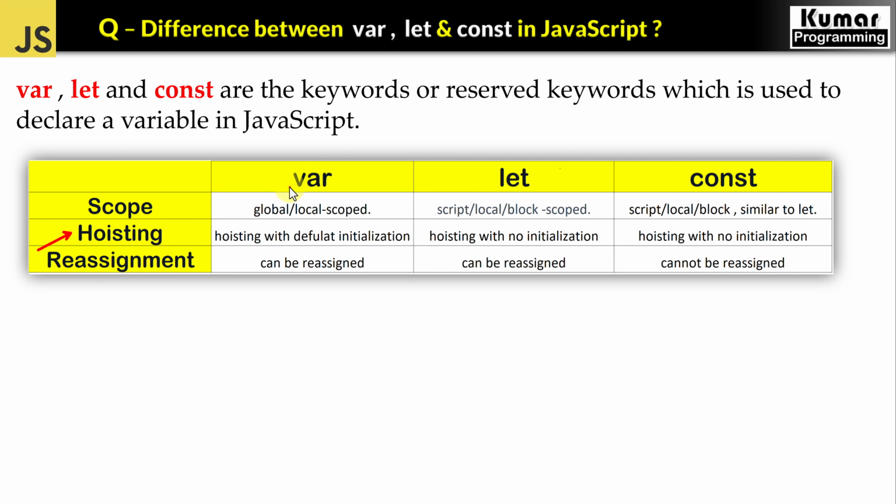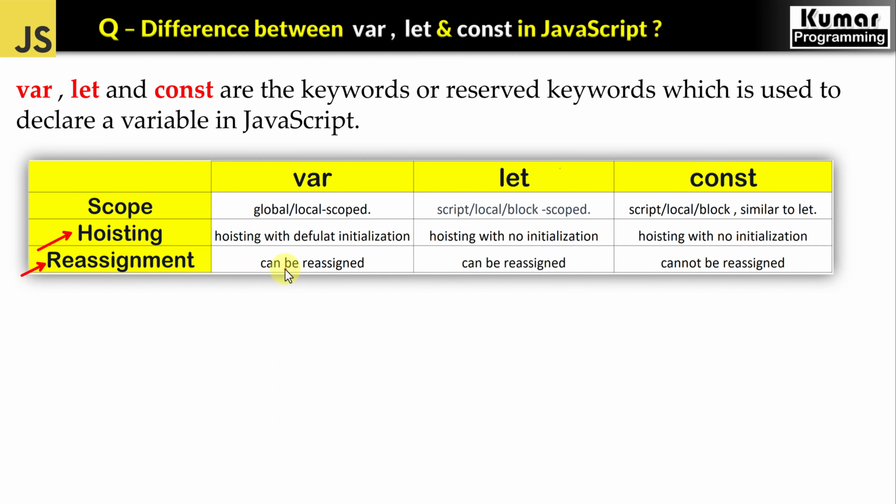Here, var, let and const all support hoisting. However, we can see the hoisting behavior for the var variable because it has default initialization. But in case of let and const, we cannot see the hoisting behavior because they declare the variable without any initialization. So that's why for let and const, the concept of temporal dead zone comes into the picture.